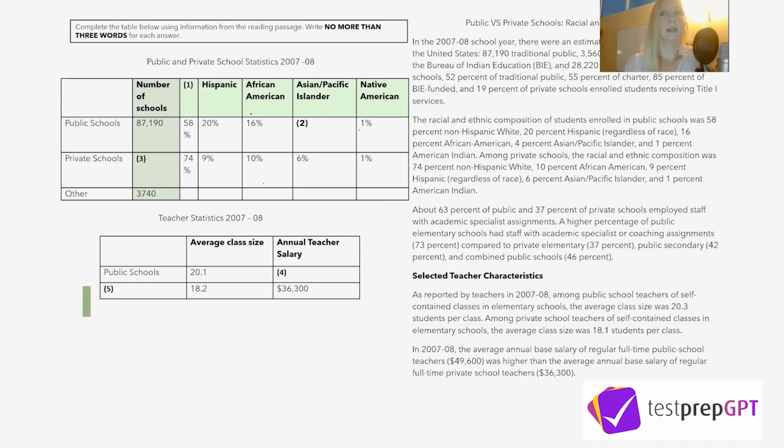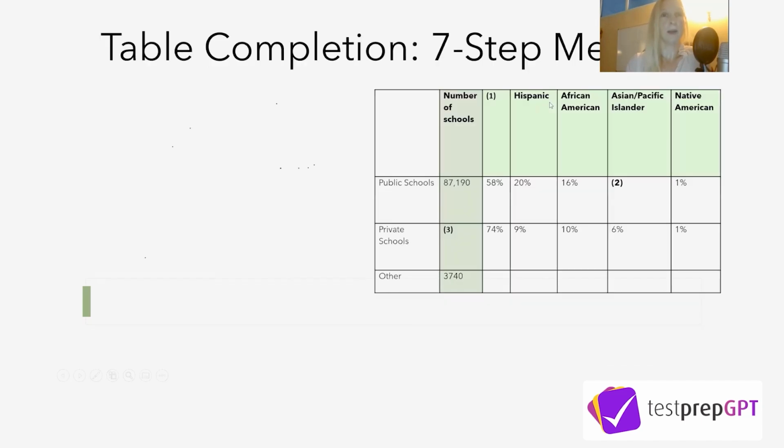And let's take a look at the title of the text. It says Public versus Private Schools, Racial and Ethnic Statistics. So now we know that the main idea of this passage is racial and ethnic statistics, or numbers, in public schools compared with private schools. The term versus means comparing public and private schools. So now we know what this text is about.